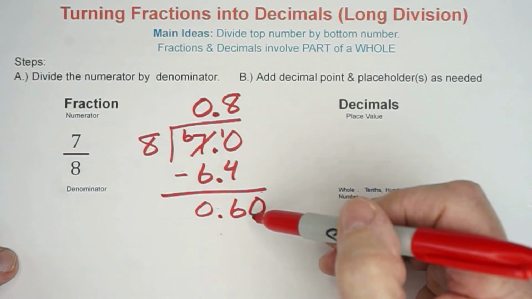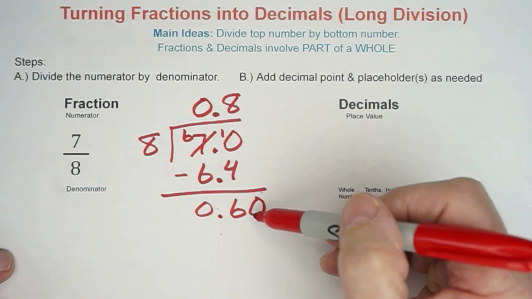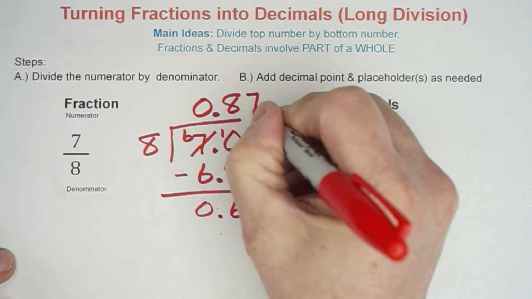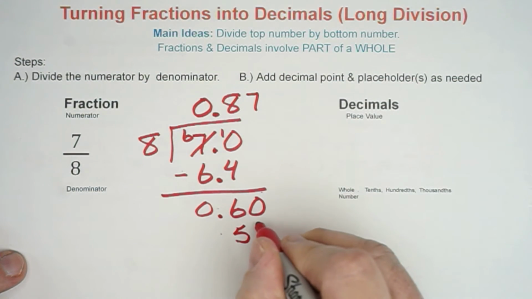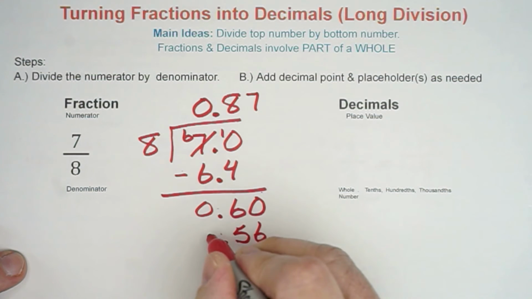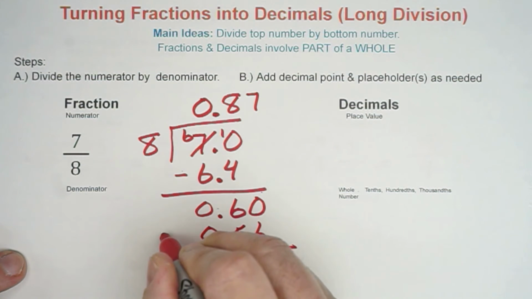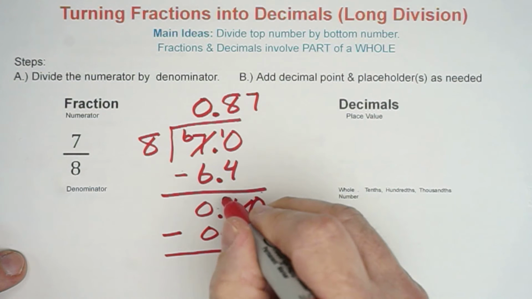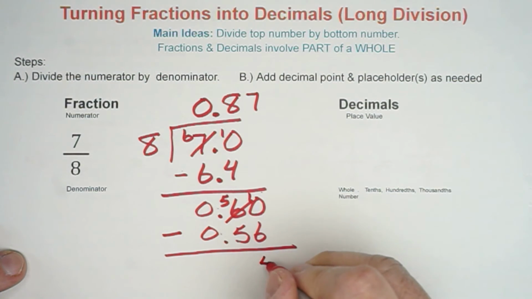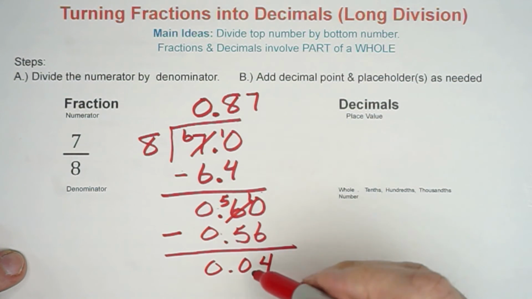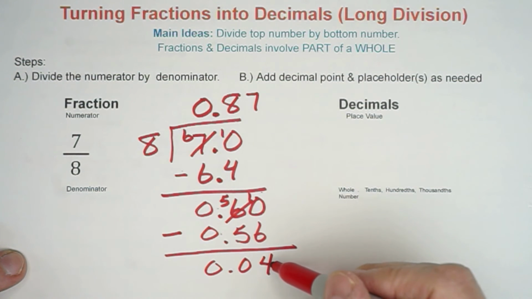8 does go into 60. In this case, 60 hundredths. I think that's going to be 7, right? 7 times 8 would be 56. Technically 56 hundredths, okay? When you subtract, I regroup, a lot of regrouping today. 10 take away 6 would be our 4. 5 take away 5 is 0. Okay, so now we have 4 hundredths.